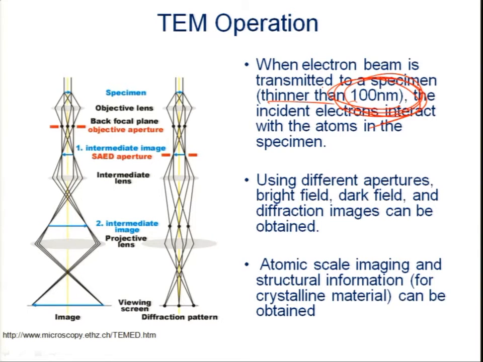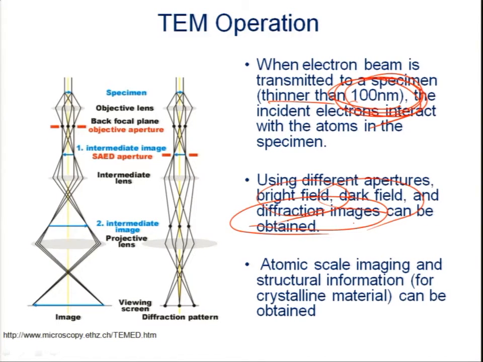Using the configuration of different lenses and apertures, we can have very different versions of the images, which are bright field and dark field. And then diffraction images are also possible. And by mixing diffraction images and bright field images, we can achieve high resolution TEM images.